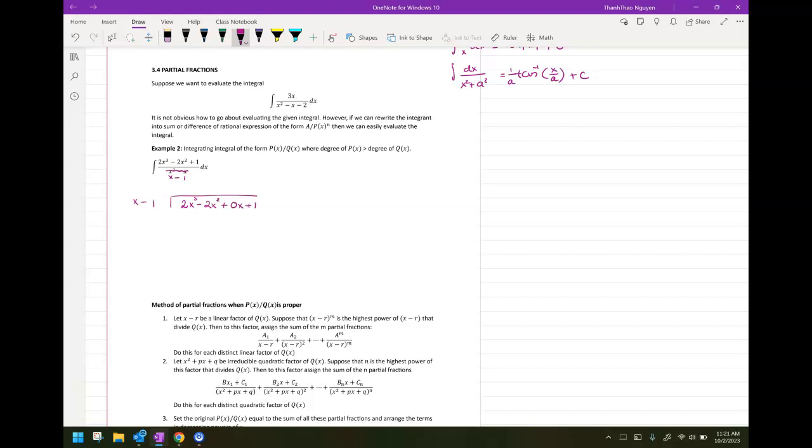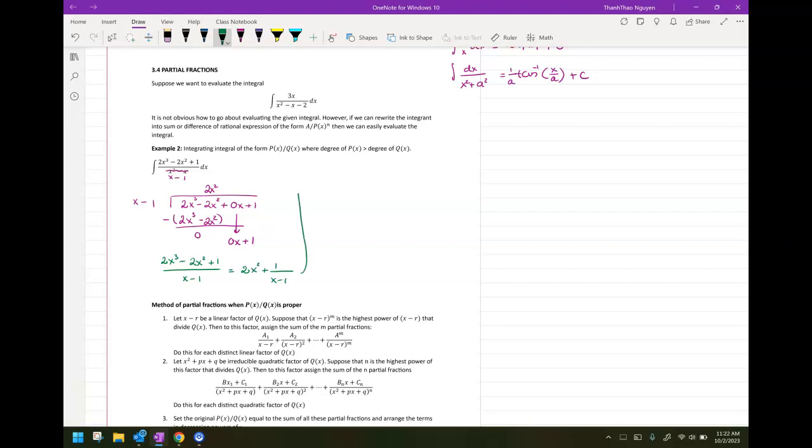How many times does x minus 1 go into that? So 2x cubed divided by x minus 1 gives 2x squared. Multiply it back, 2x cubed minus 2x squared, subtract, and this gets 0. We bring the leftover down, 0x plus 1. I can then rewrite this rational expression, 2x cubed minus 2x squared plus 1 divided by x minus 1, as 2x squared plus 1 divided by x minus 1.